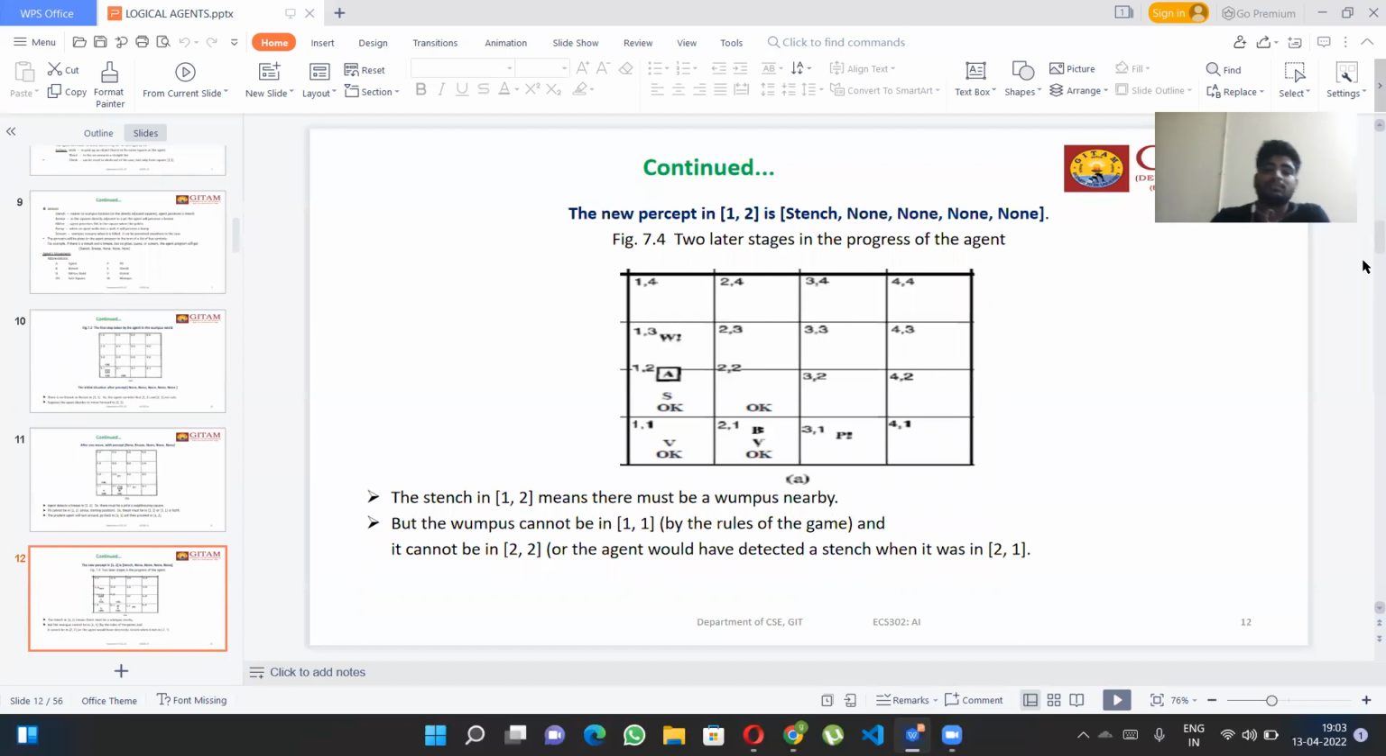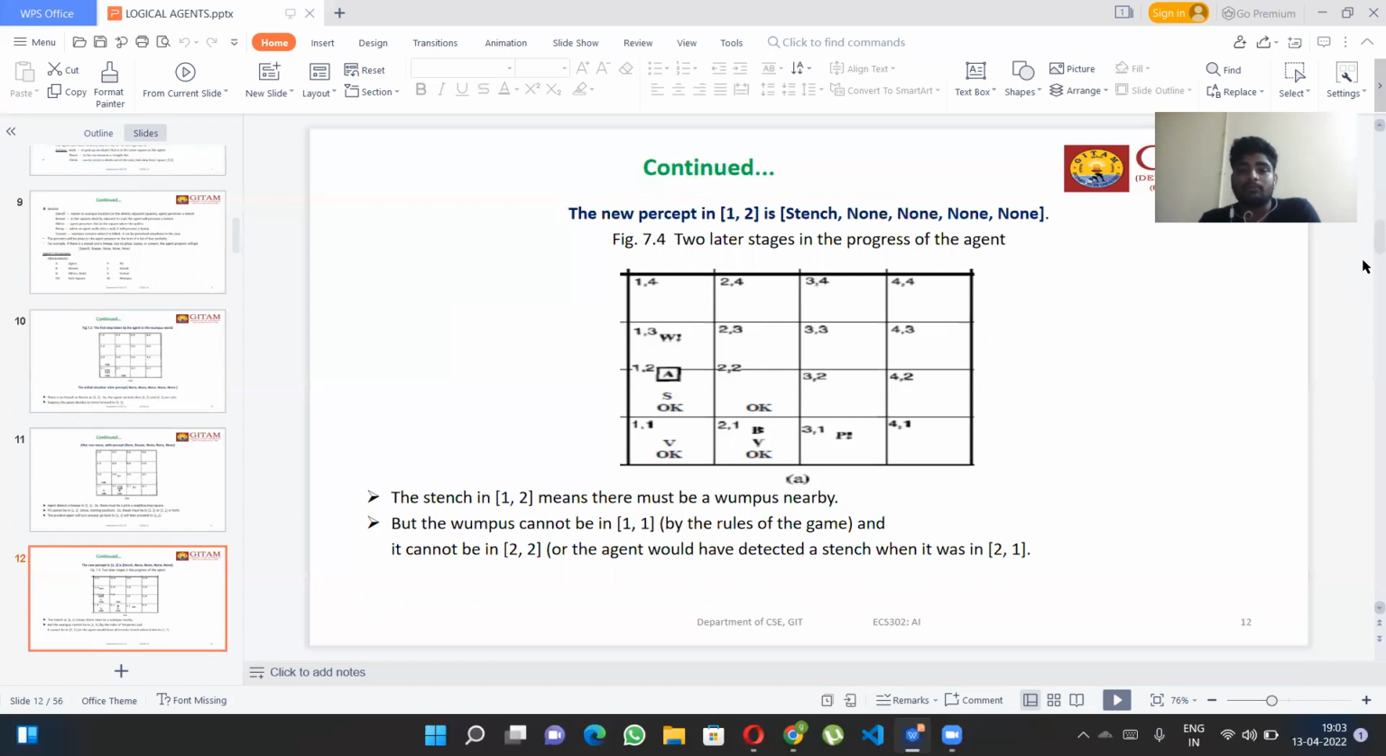In this slide there are two stages available for the agent. The new percept in 1,2 is a stench and there will be no breeze. The stench in 1,2 means the Wumpus is nearby, in the neighboring boxes.